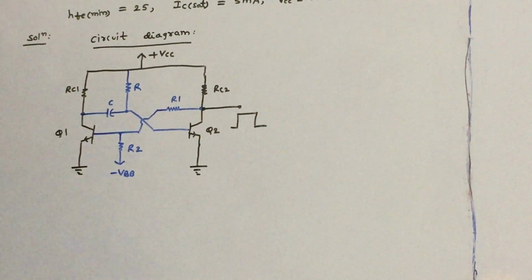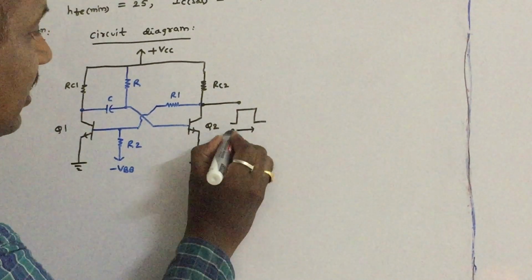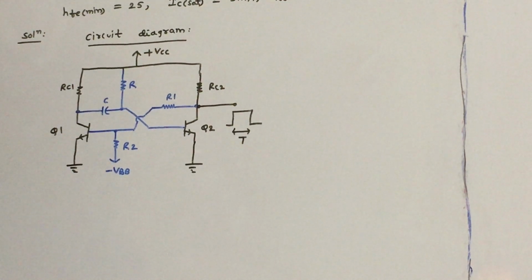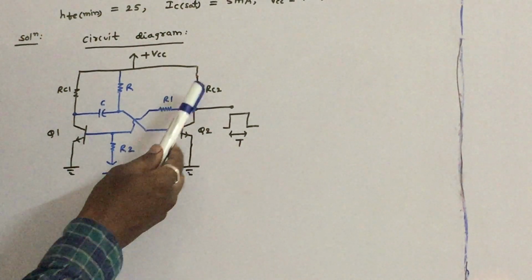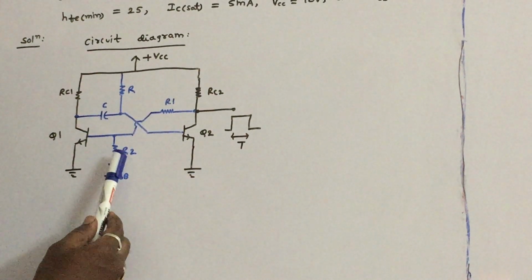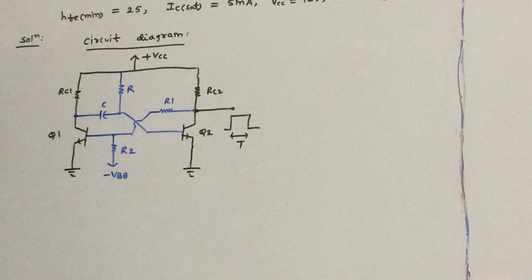What is the duration of the pulse given? 500 microseconds is the given pulse duration. So this is the given question. For this circuit we have to find RC1, RC2, RC, R1 and R2. That will finish this problem design.